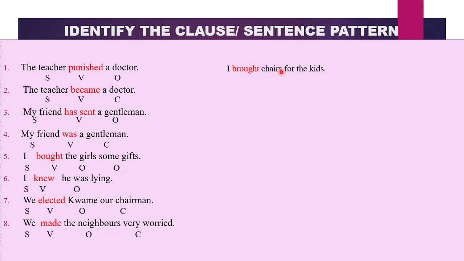I brought chairs for the kids. I, our subject, brought a transitive verb, which means chairs is our object. And then we have someone that is receiving the object. It is benefiting from the action brought. Do you remember? It is our indirect object and it has appeared in the form of a prepositional phrase. So we have an SVOO.